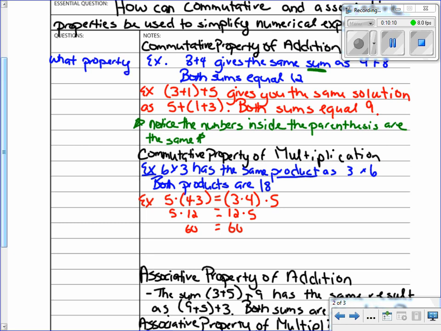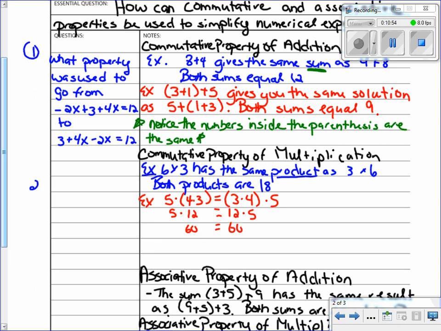So one question that you'll need to be able to answer is what property was used to go from negative 2x plus 3 plus 4x equals 12 to 3 plus 4x minus 2x equals 12. So just think about what changed from the first equation to the second equation, and you should be able to say which property the person used.